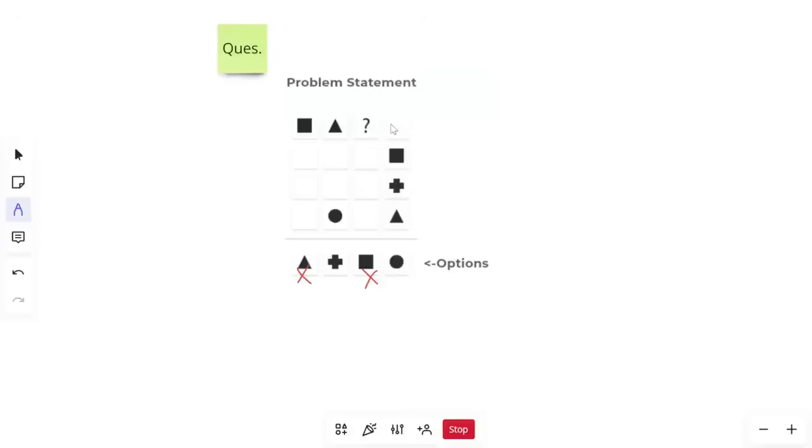So let's see, can we fit a plus here? Can we fit it? No, that is not possible. Why so? Because plus is already coming once, right? So the only option that we have is plus will come here and here circle will come. Okay. So that is why the answer for this question is question mark will be replaced with plus. Okay. That is why the correct answer will be plus.